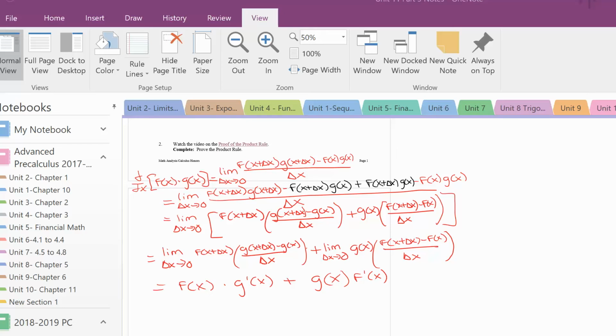And so you're going to add and subtract f of x plus delta x times g of x in the middle here, because by doing that, notice in these first two terms you can factor out an f of x plus delta x, and in the second two terms you can factor out a g of x. And then if you take the limit of each one individually, that gives you f of x times the derivative of g plus g of x times the derivative of f. So that is the proof of the product rule.